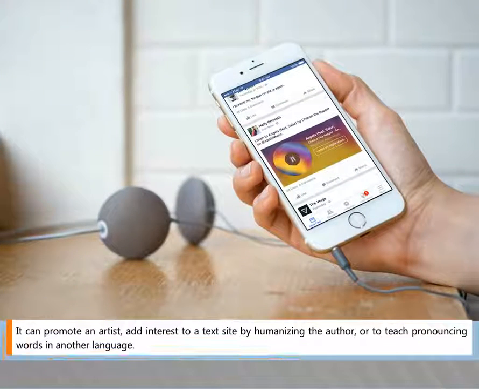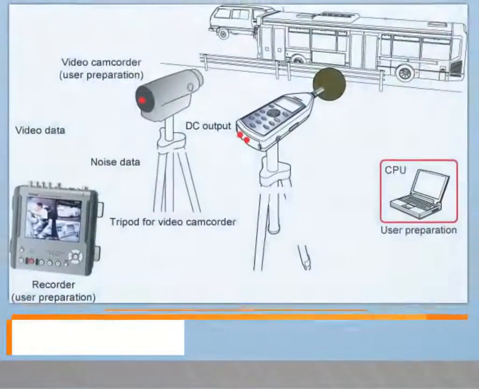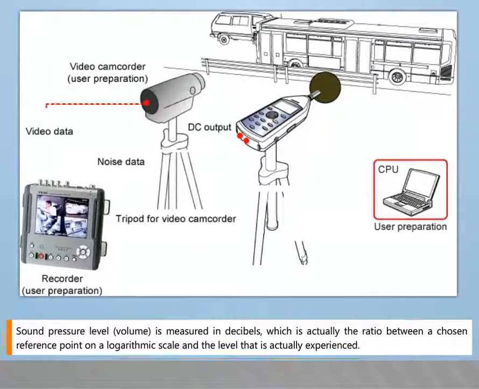It can promote an artist, add interest to a text site by humanizing the author, or teach pronouncing words in another language. Sound pressure level, that is volume, is measured in decibels, which is actually the ratio between a chosen reference point on a logarithmic scale and the level that is actually experienced.